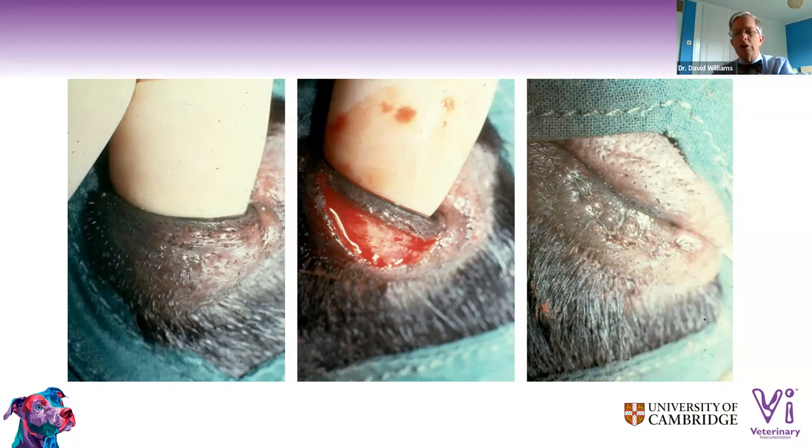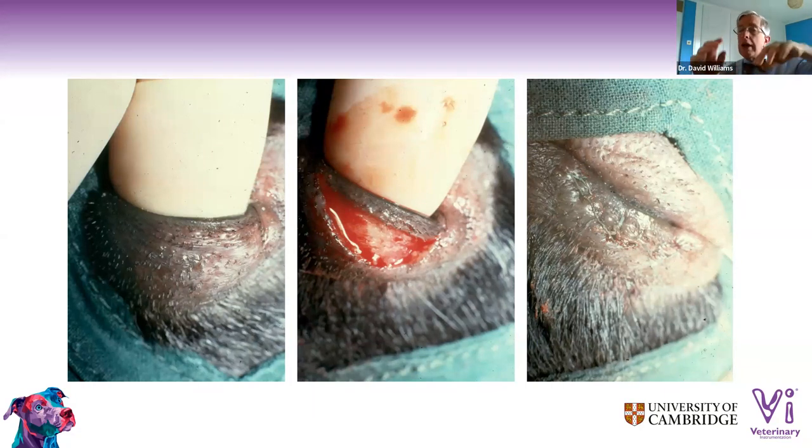I mean, honestly, if you can do a cat's spay, you can certainly do an entropion. It's so much easier. Two incisions, cut a bit of skin off, and then sew it up. Honestly, now again, there are people who would sew up with simple interrupted sutures. I think that just gives you too much suture material in the lid and starts irritating. So I must admit, I do a simple continuous from one side to the other.